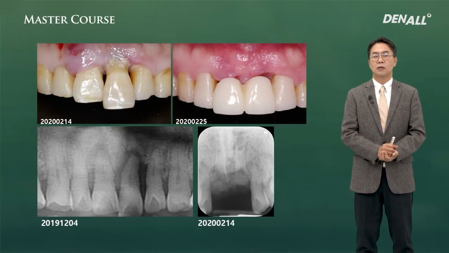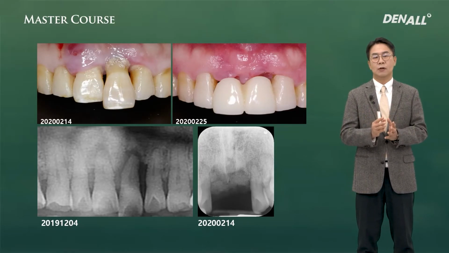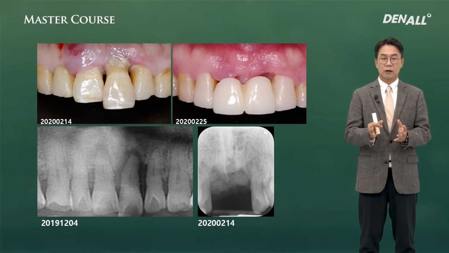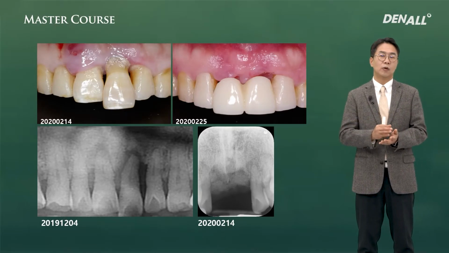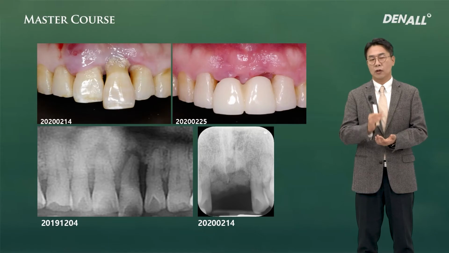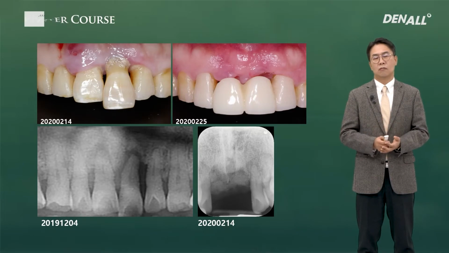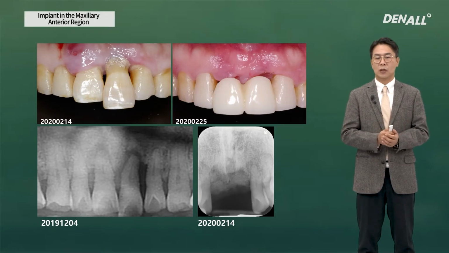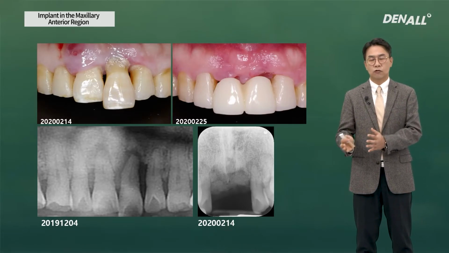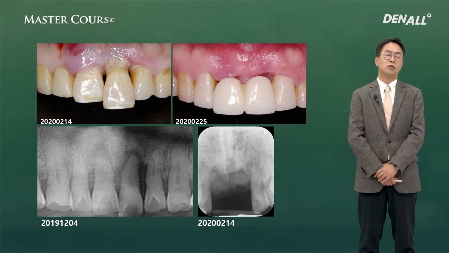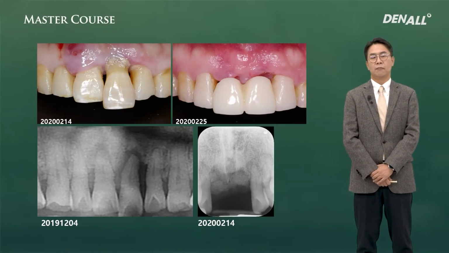If you look at here, number 11 and 21 have big bone deficiency and there is inflammation. Gingival line itself is not very good. Can you place implant immediately? I would do the site development first. In this case, bone graft and the soft tissue graft were done first before placing implant and doing prosthesis.